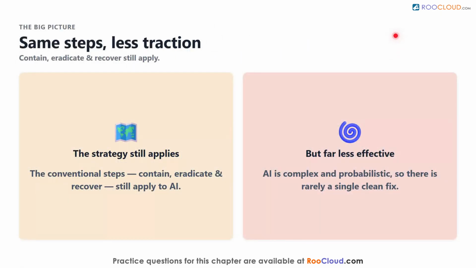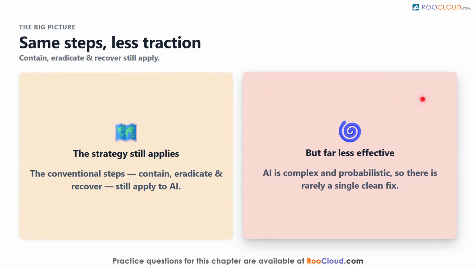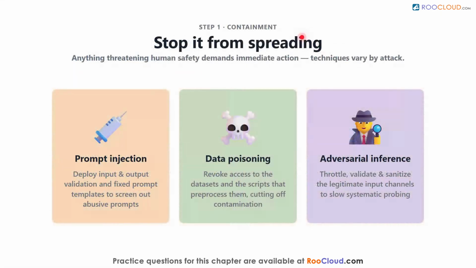Let's start with the big picture. The conventional strategies of contain, eradicate, and recover still apply to AI, but they are often far less effective because AI is complex and probabilistic, so there is rarely a single clean fix. The first step is containment, stopping the incident from spreading. The right action depends on the situation, and anything threatening human life or safety demands immediate action.